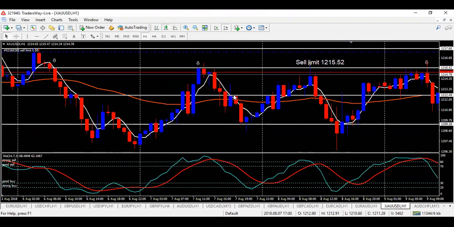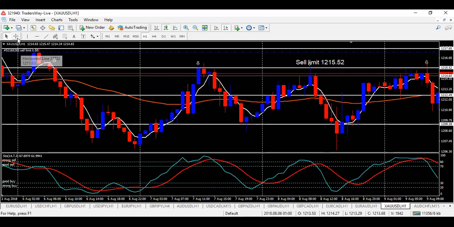So right here, when the 4 moving average crosses the 50 moving average, remember the 4 moving average dictates everything. The 4 moving average is simple. So when the 4 crosses the 50 on its way down, you want to sell. When they cross, they touch, you want to sell.